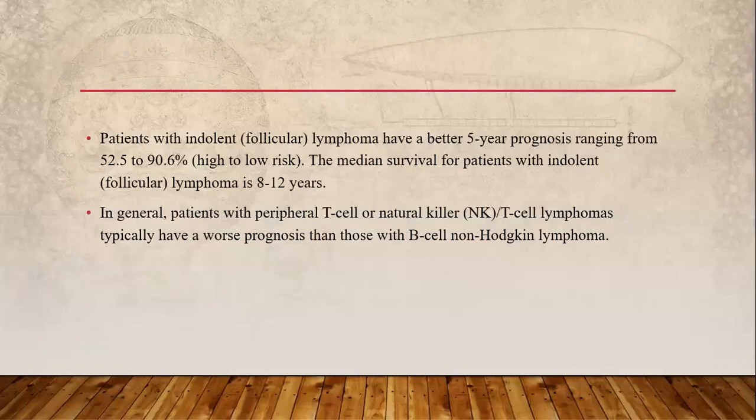So patients with indolent follicular lymphoma have a better 5-year prognosis ranging from 52.5% to 6%. That is high to low. And the median survival for patients with indolent follicular lymphoma is around 8 to 12 years. So in general, patients with peripheral T-cell and natural killer T-cell lymphomas typically have worse prognosis than those with B-cell or non-Hodgkin's lymphoma.